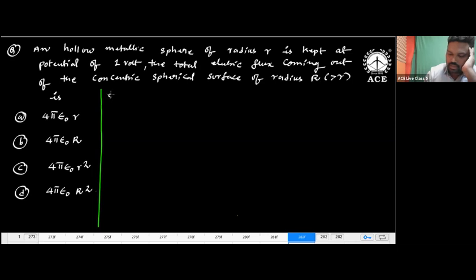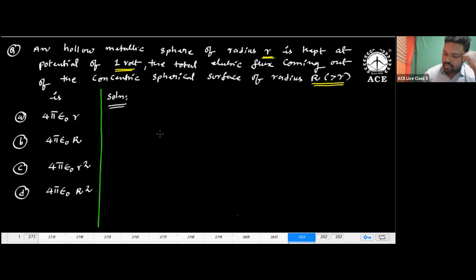Here is the thing, beta. Let us try to understand the question properly. An hollow metallic sphere of radius r is kept at a potential of 1 volt, beta. The total electric flux coming out of the concentric spherical surface of radius R, which is greater than small r, is.